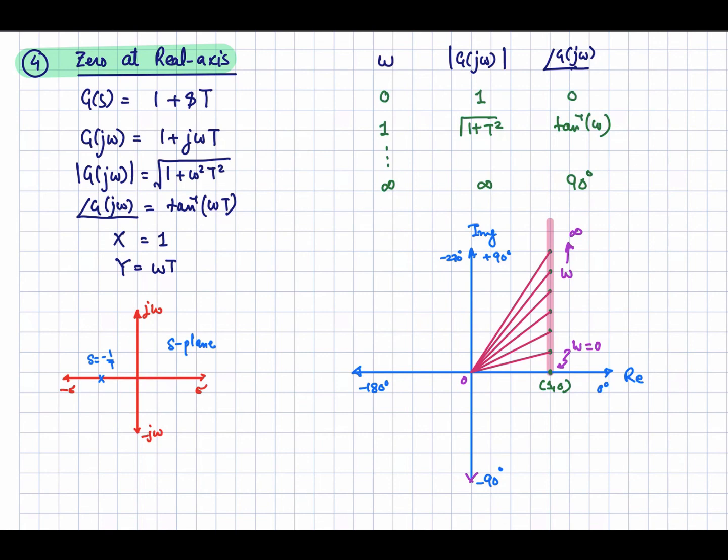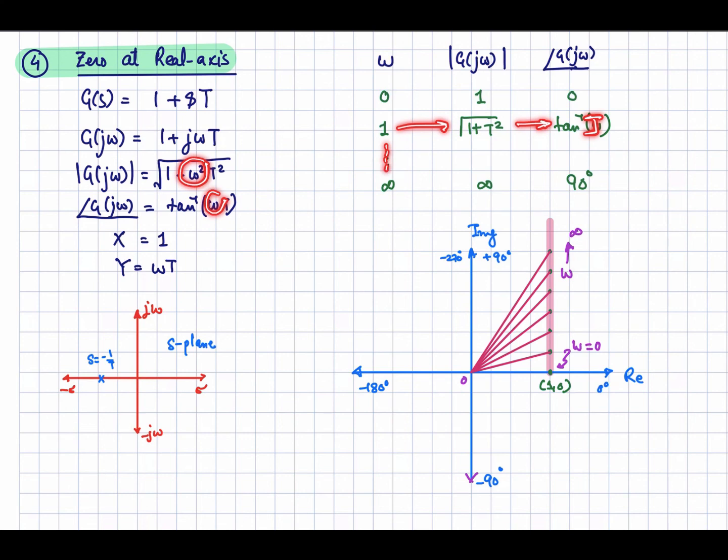Now if we look at the position of this 0 in the S plane, that is S equal to -1/T, so your 0 is on the real axis. Now if we change the frequency from 0 to infinity, let's see how the magnitude is going to change. If the frequency is 0, using this we get that the magnitude is equal to 1, and from this expression we get that our phase is equal to 0. Now if the frequency is equal to 1, our magnitude will be equal to the square root of 1 plus T square, and the phase will be equal to tangent inverse of T, and so on.